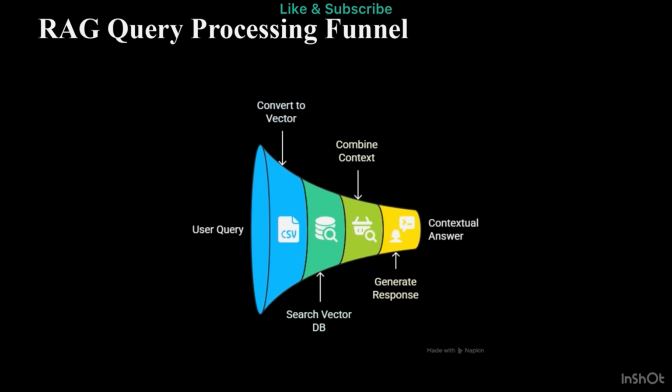Now here is the RAG. We take the retrieved context from the vector store and combine it with the original user query and feed the whole thing into an LLM like Gemini or GPT. Then the model uses both pieces, the query and the related product information, to generate a highly relevant human-like response. So that's my RAG query processing funnel.